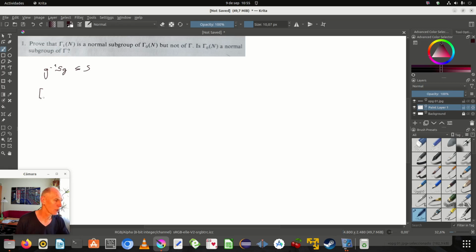Gamma naught, it has the form a, b, c, d, with d equal to 1 modulo n. Working modulo n, yeah, that should do it.